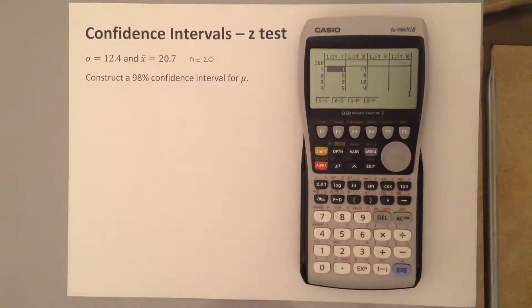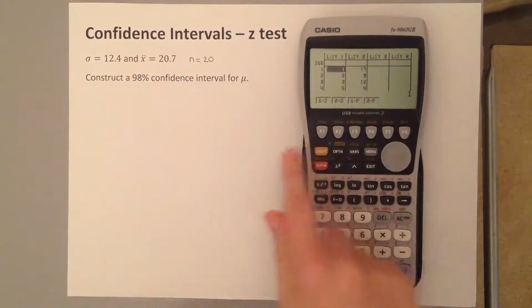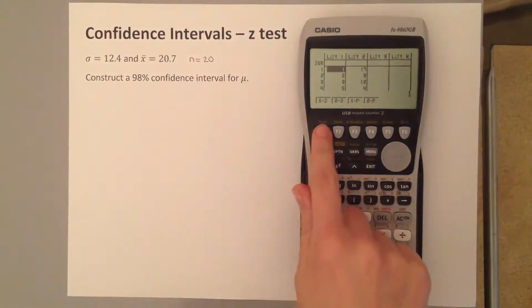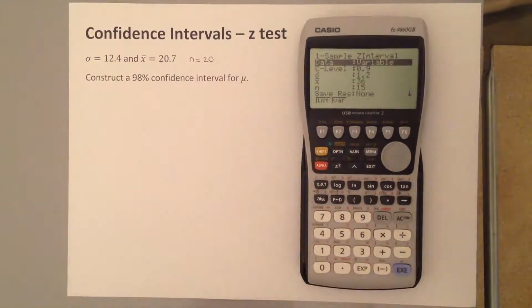And then it comes up with a few other options. Again, we always pick the first one, which is 1S. When your screen comes up, it should say at the top, one sample and Z interval. Data should always be variable. If it says list, you need to change this.